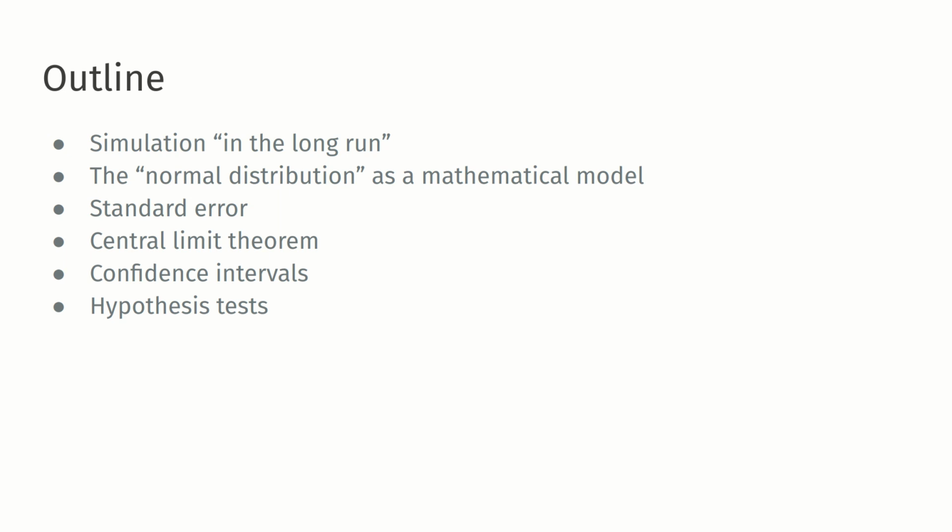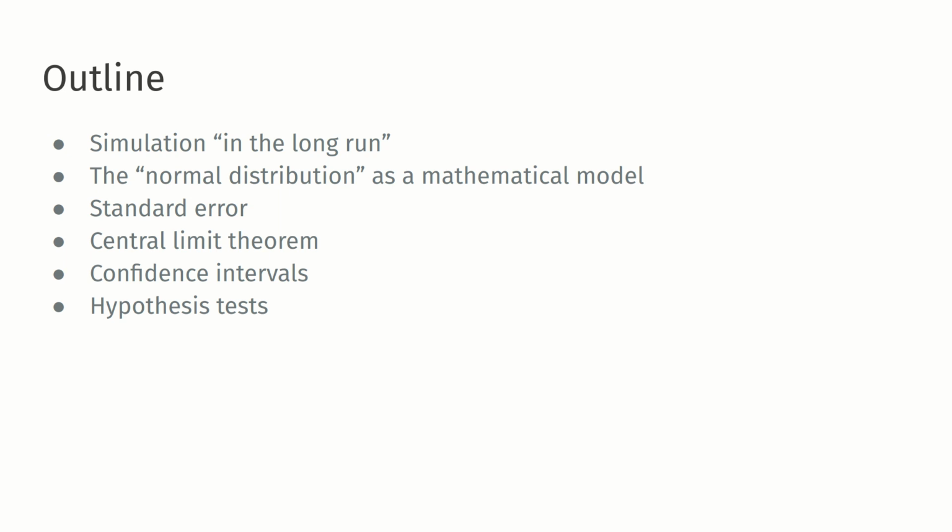So one that we'll see is called the standard error, and another aspect that we'll have to consider is the fact that the normal distribution is not always a good mathematical model for how our simulations would look in the long run, and the circumstances under which the normal distribution is a good model are defined by something called the central limit theorem. So that's something else we'll encounter today.